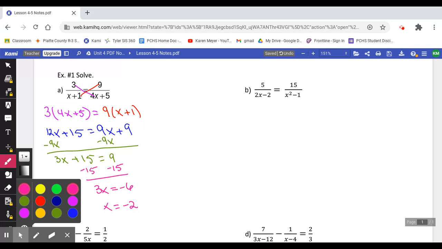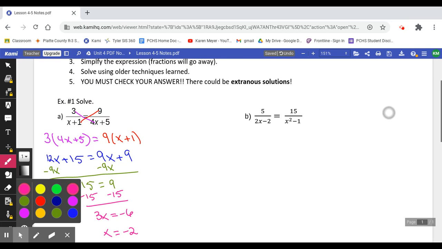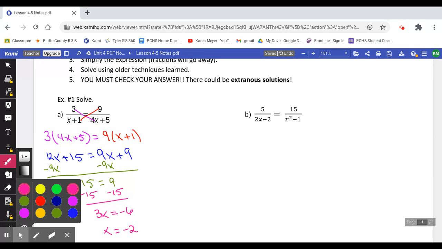Now, the one new thing you have to do before you call this done is step number 5 right here. It says you must check your answers because there could be extraneous solutions, which means there could be solutions that don't count. So remember in the past when we were doing this without an equal sign, we'd come up with a fraction answer and then we'd say, oh, it's good except for x could not equal this number or this number. That's kind of what we're doing here.